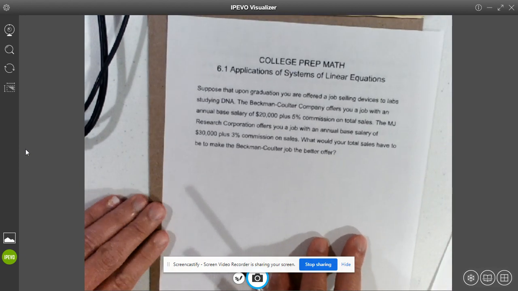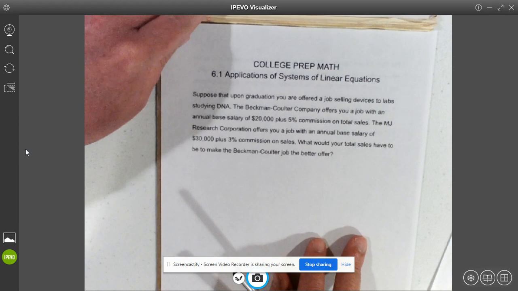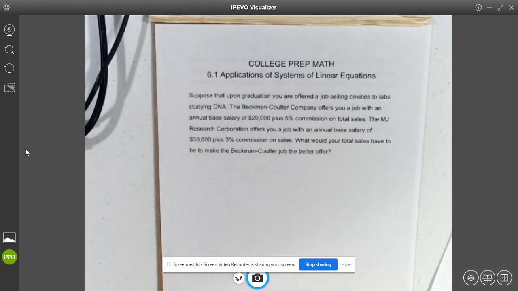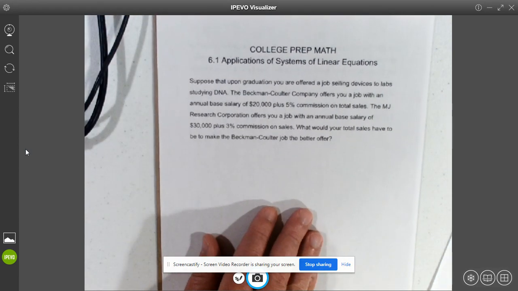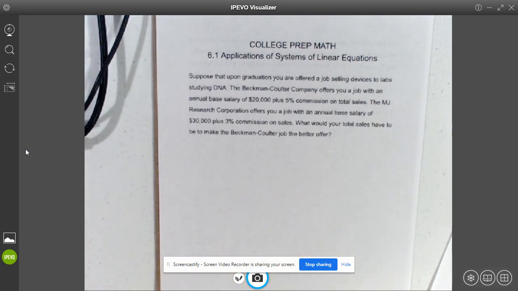So I got just a couple problems here that we're going to work through, and then an assignment here at the end. So let's take a look at these two, and we're going to solve them with and without technology. And then, like I said, I'll leave that up to you if you want to make use of that technology.